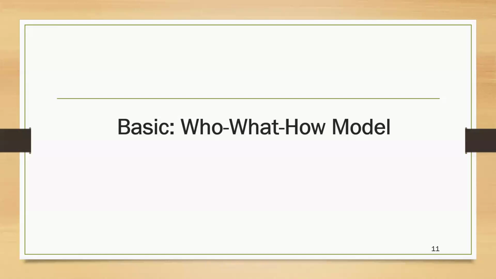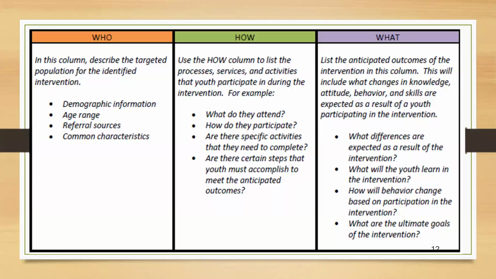The basic who, how, what model is just a 3-column table where you start to brainstorm who you are trying to reach with your services or intervention, how you're going to reach them, and then what you hope to accomplish. This can be a really good starting place to get ideas on paper that then expand and grow. You may already be past this phase and need a more nuanced roadmap.